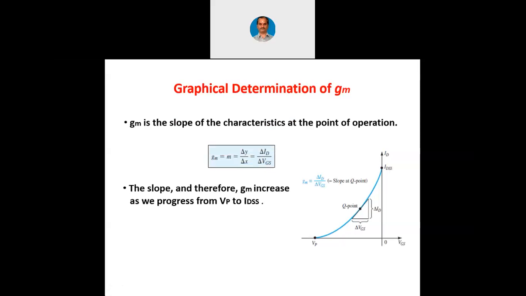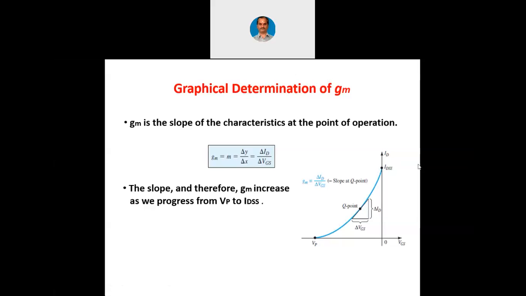The slope, and therefore gm, increases as we progress from VP to IDSS. From VP, when we gradually move on, you can see that the x-axis change will be larger and the y-axis change smaller. When you gradually move up, at some point they may become equal. Afterwards, the y-axis change will be larger and the x-axis change smaller. Which means the slope is going to increase. That means the value of gm is going to increase if you start from VP till IDSS along the transfer curve.